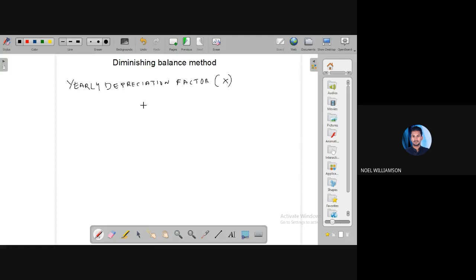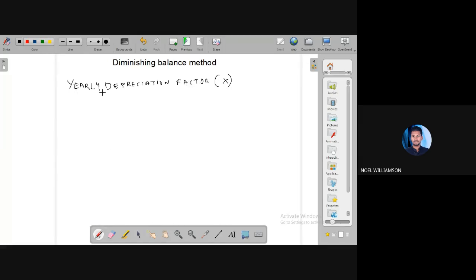First of all we will find the factor, that is the yearly depreciation factor. Then using this factor, you will find the book value for each year, and then we will calculate the depreciation amounts, which we will see using one problem. Then you will get a clear picture.